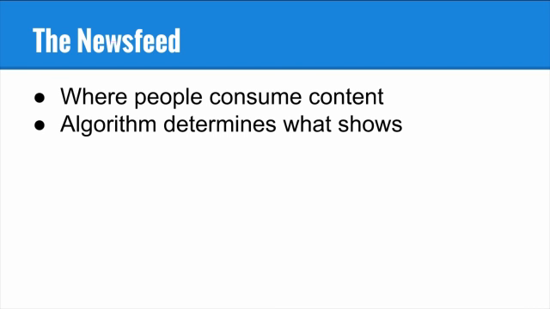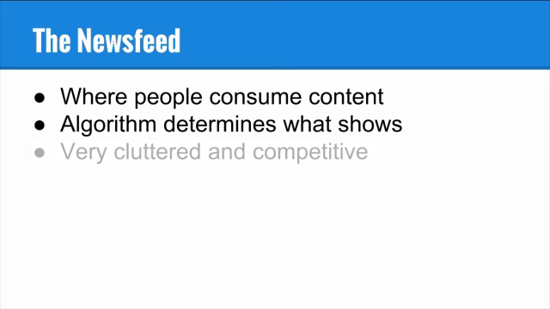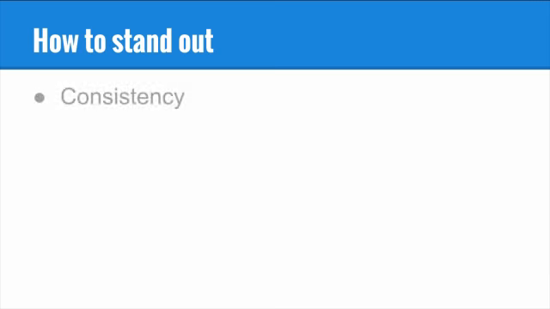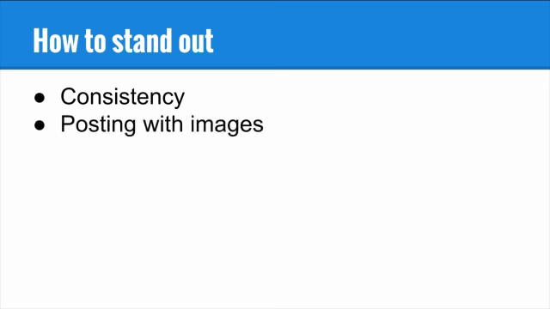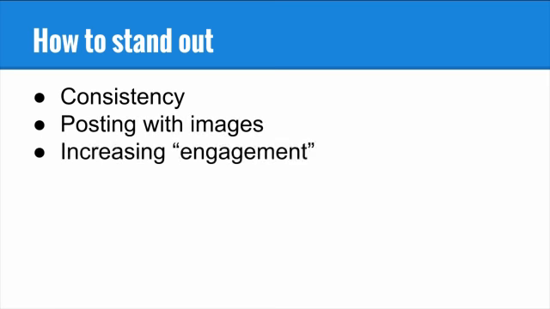But this hidden algorithm determines what shows up on your Facebook newsfeed. So you can see on the two images I put before that it's very, very cluttered and it competes a lot for your attention. But even though no one can penetrate the deep secrets of the mathematical algorithm that Facebook uses, there are definitely some key points that everyone knows makes a huge difference. And I'm going to share that with you. So how you're going to stand out with Facebook is having consistency with your posts, posting with images and increasing engagement. We'll start first with consistency.